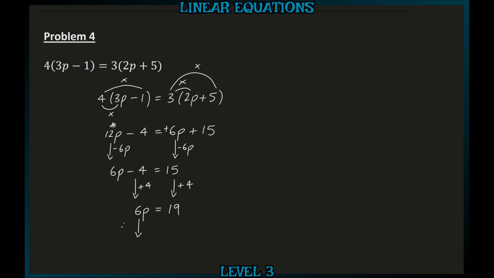To finish, we need to remove the times 6 from in front of the p, so we do this by dividing by 6 and doing exactly the same thing on the right. Now the times 6 and the divide by 6 on the left cancel out, leaving us with p, and on the right, 19 divided by 6 can just be written as 19 over 6. And this is our final answer to problem 4.